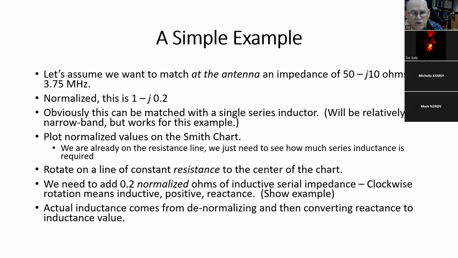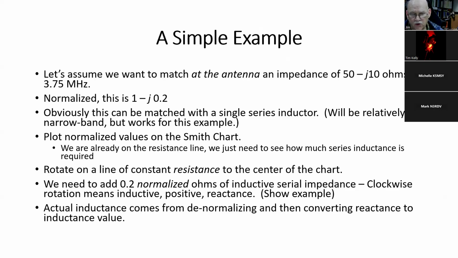So here's a simple example. Let's assume we have an antenna that has an impedance of 50 minus j10 ohms. That means it's capacitive at the center of the 75 meter band. Normalized, this is 1 minus j0.2. And it's pretty obvious that we can match it with a single series inductor. And that's why I chose this example for simplicity. It'll be relatively narrow band, but it works for this example.